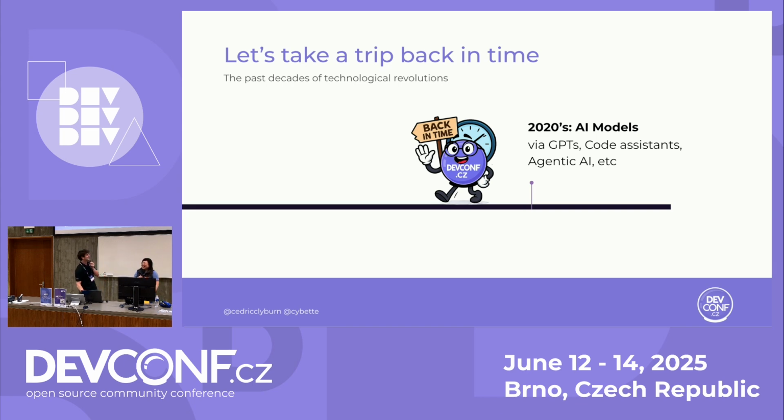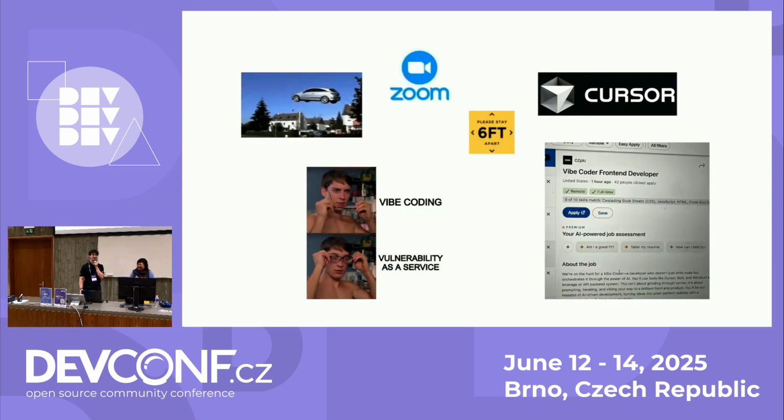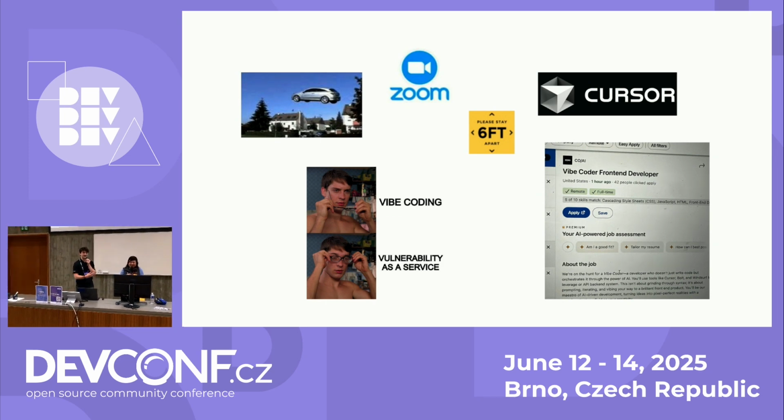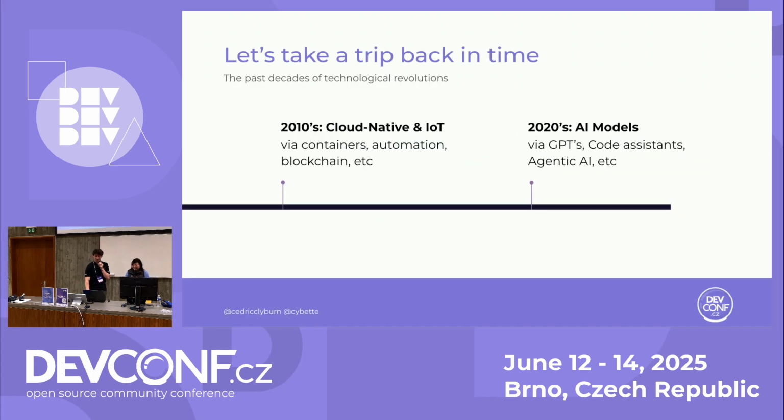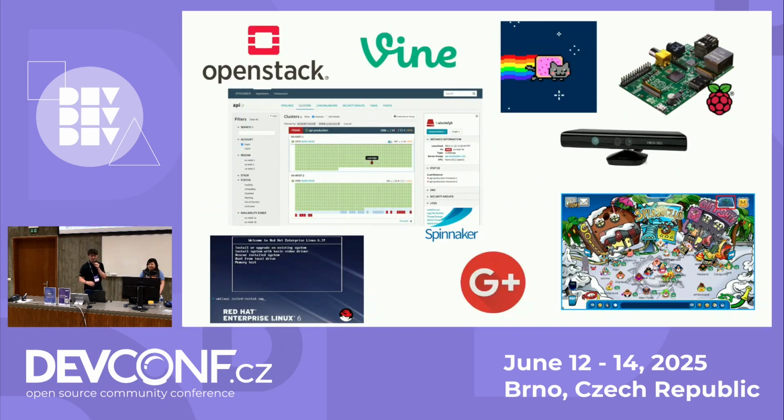Well, the past decade, right, or the past few years have been kind of crazy, right? Vibe coding. They said we'd have flying cars. We don't. But that would be nice, right? Or maybe you're very fond of the past decade, right? Of cloud native, IoT, blockchain, if you're into that, right? Maybe you'll recognize some of these little icons or projects here, right?